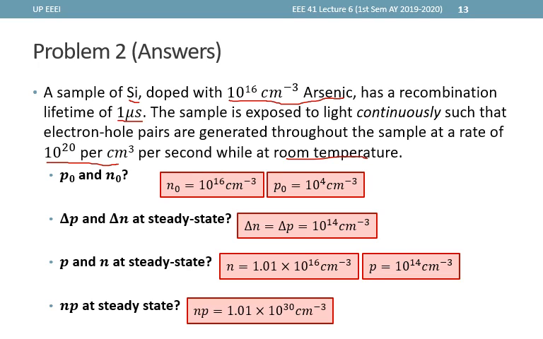Now we solve P and N based on P naught, N naught, delta P, and delta N by simply summing them. And we're able to get these values. Now from this, we simply multiply them to get the NP product, which we have shown to be quite different from Ni squared, since this sample right here is not in thermal equilibrium.